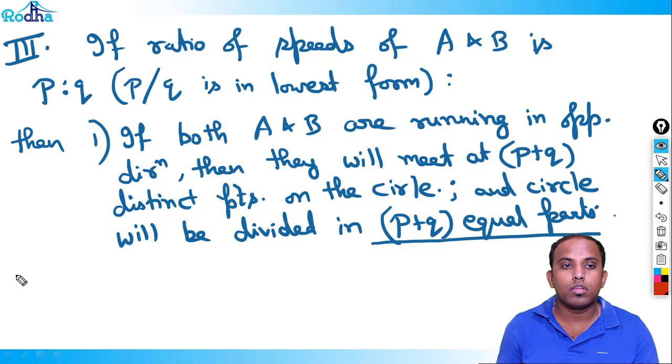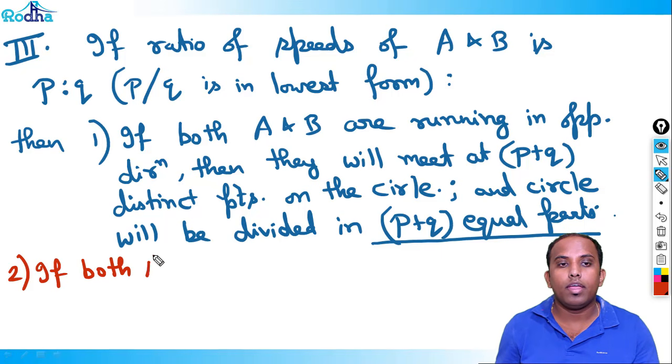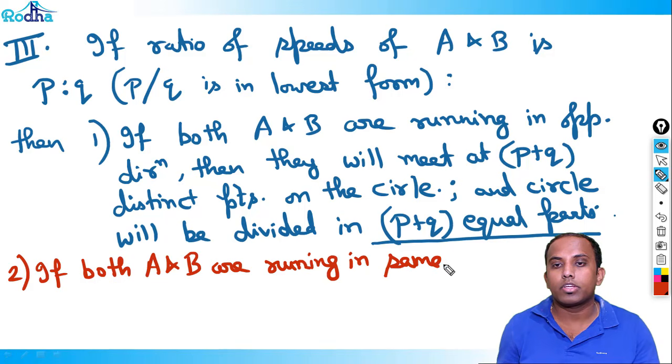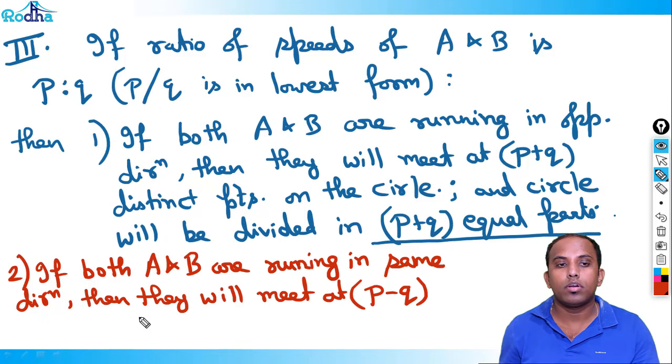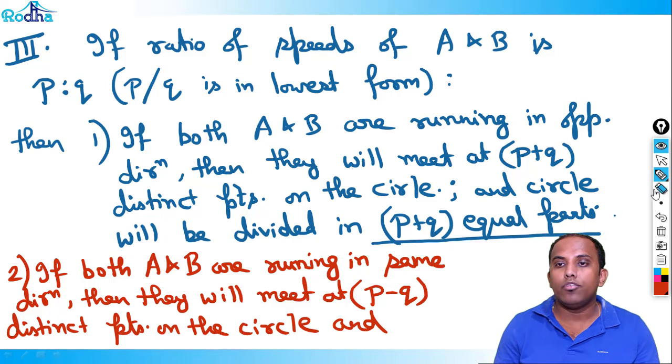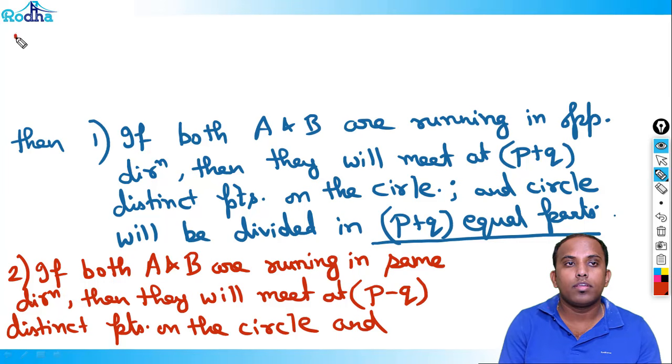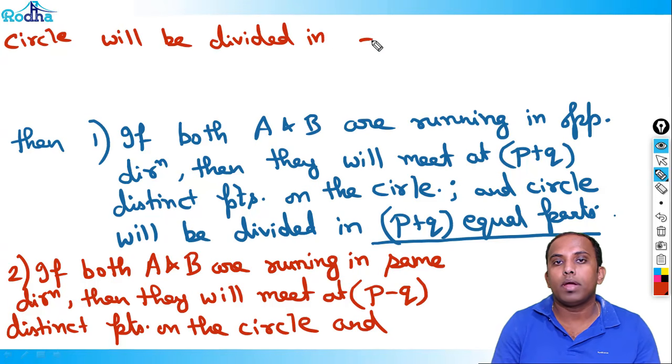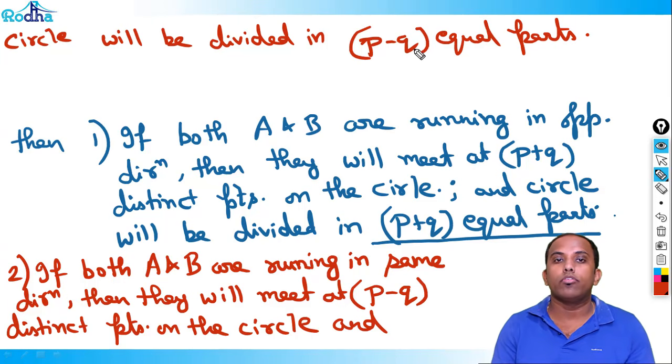Now, the second condition for this. If both A and B are running in the same direction, then they will meet at P minus Q distinct points on the circle, and the circle will be divided into P minus Q equal parts. Right? Very important, these 2 points.